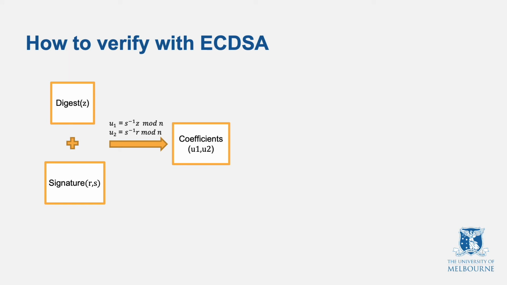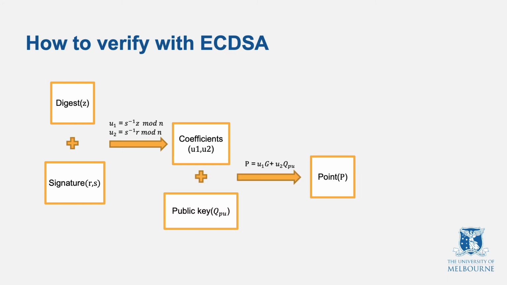As for verification, we calculate two coefficients, u1 and u2, by multiplying digest z and r respectively with the inverse of s modulo n. Second, we multiply u1 by the generator point G and u2 by the public key, then sum these points up to form a new point P. Finally, if the x-coordinate of point P equals r, then the signature is valid, and vice versa.